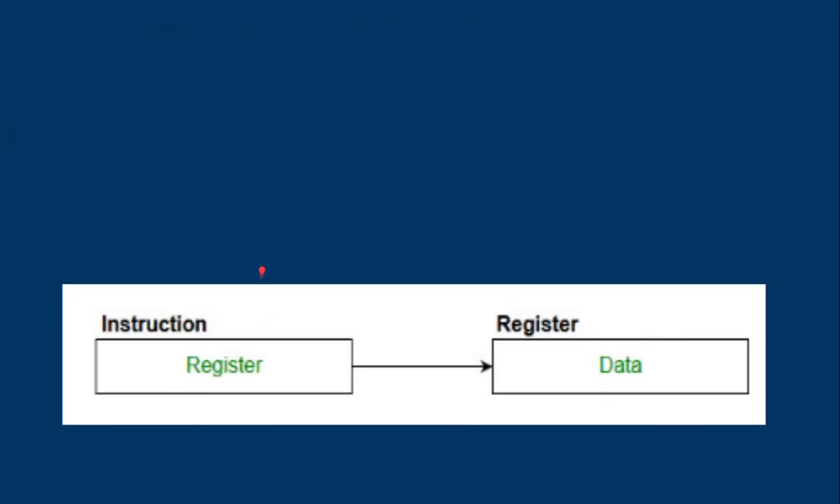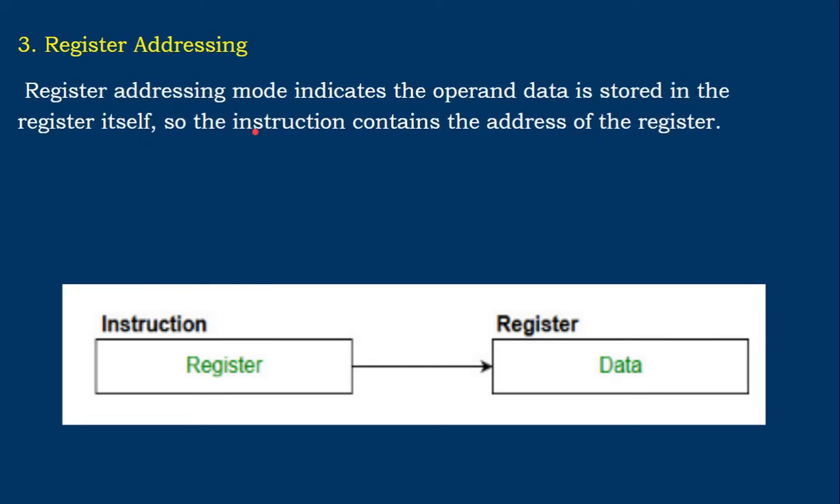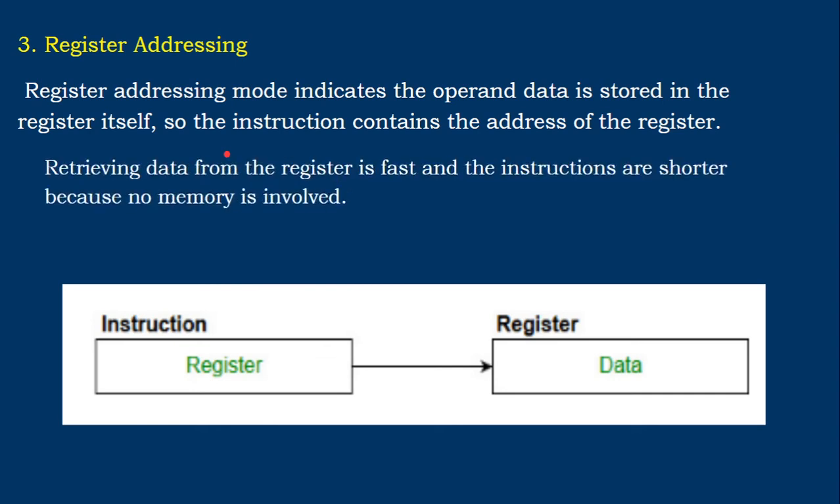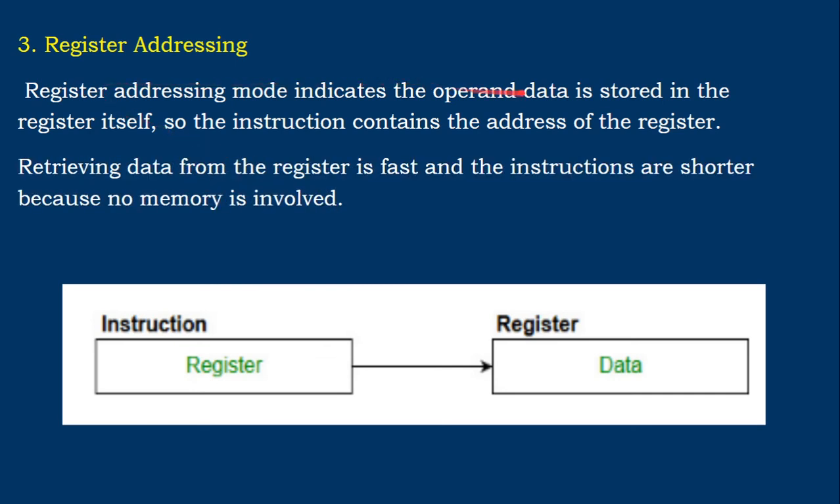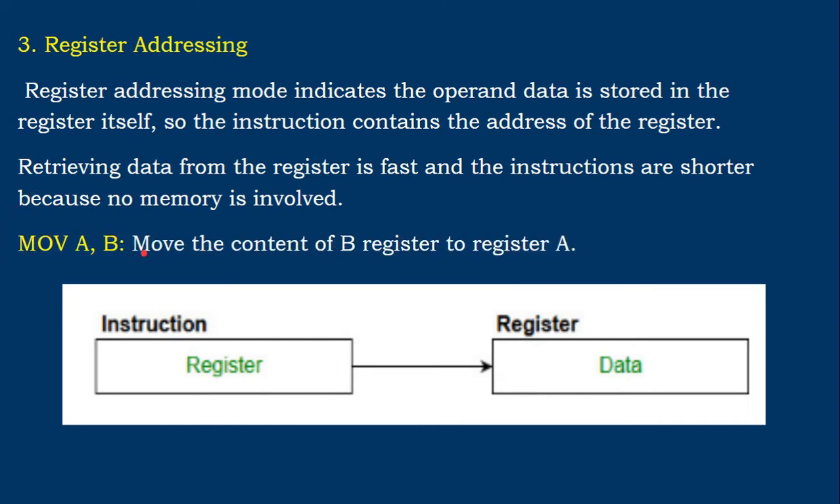The next one is register addressing. As the name implies, the instruction contains the register address which carries the data. So register addressing mode indicates the operand data is stored in the register itself. Why do we use the register? Registers are faster memory, which helps to do the operations faster. Let us see the example: MOV A, B. Here the instruction says move the content of the register B into the accumulator.